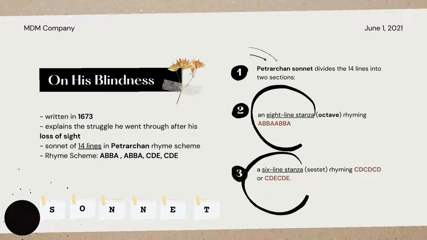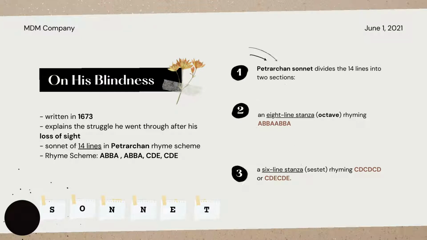This poem is an autobiographical sonnet written in 1673 when he suffered complete blindness. In this sonnet, he is trying to explain the struggles he went through after his loss of sight.